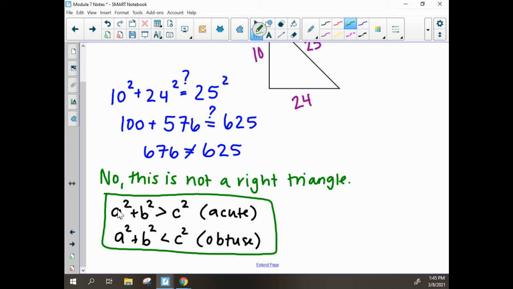So in this case, we get that our a squared plus b squared is in fact greater than our c squared. So then it is an acute triangle.